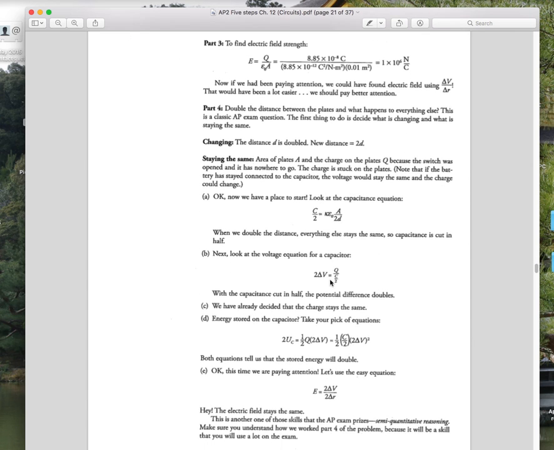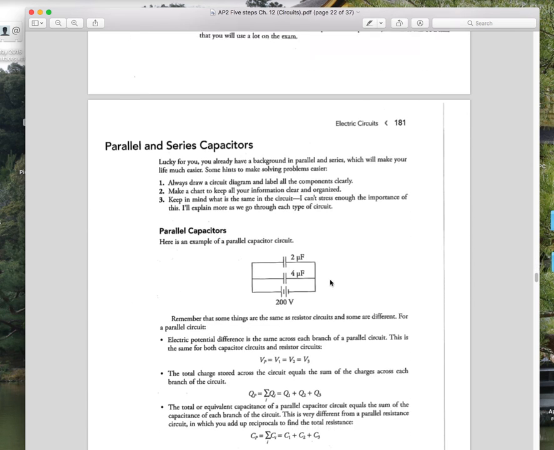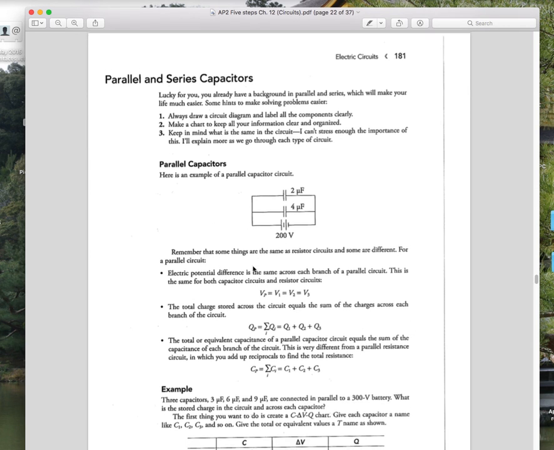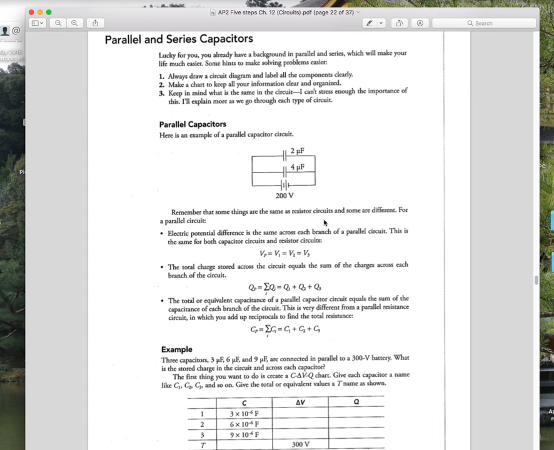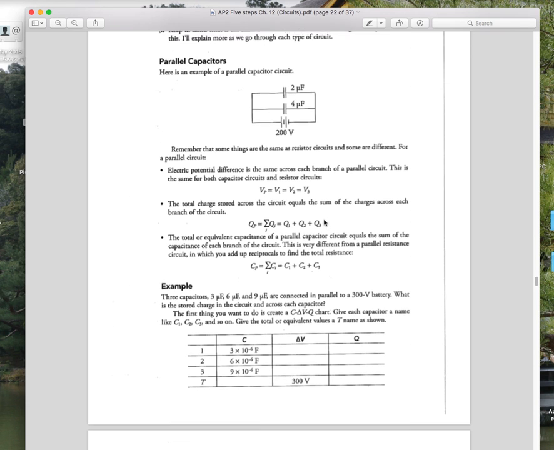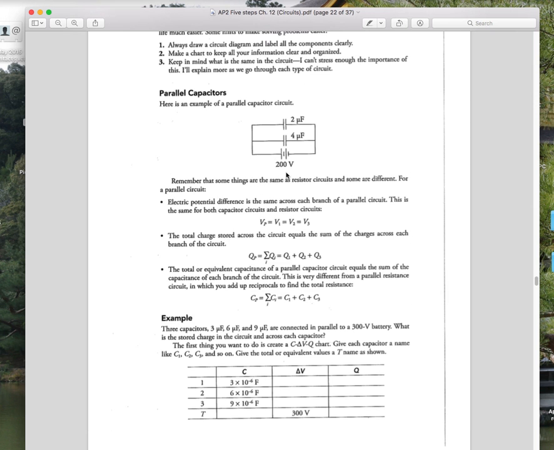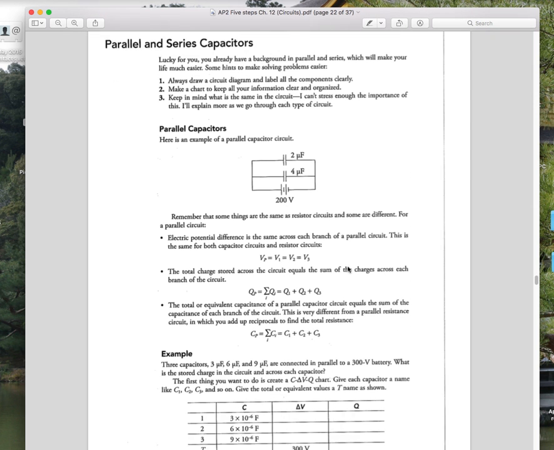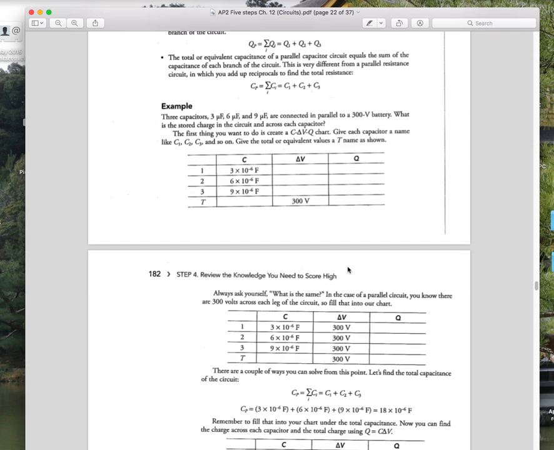This is electric field strength on a capacitor. I'm not going to talk about that much. Parallel and series capacitors are definitely something you should know how to solve. I can easily see a circuit where you have a capacitor in one part and resistors in other parts of the circuit. It asks you about what happens both when a switch might be closed immediately as well as when a switch might be closed some amount of time later. So I would look at this particular example, this part of your 5 Steps to a 5, for sure.